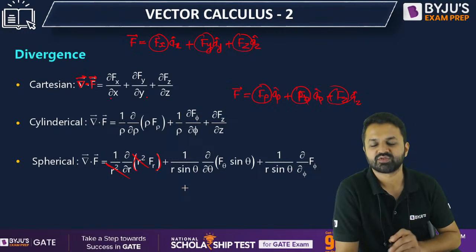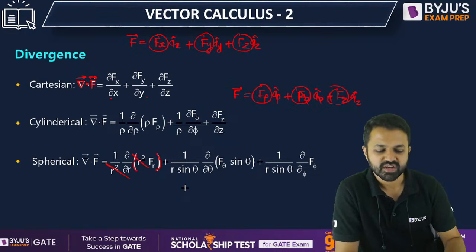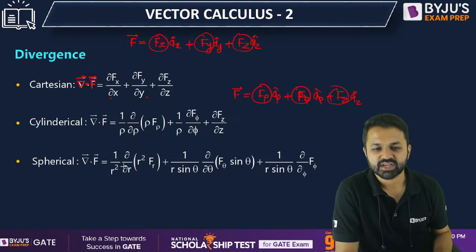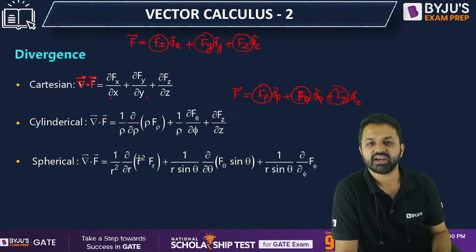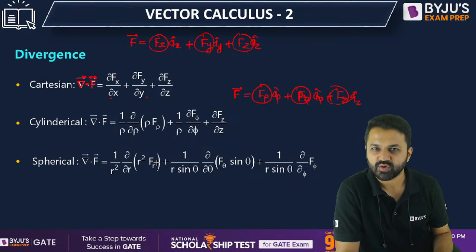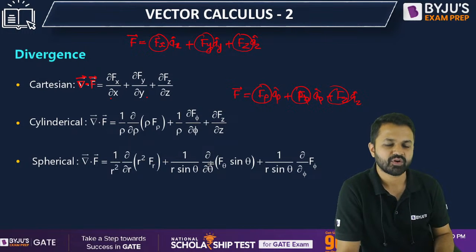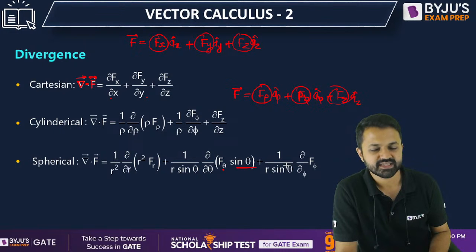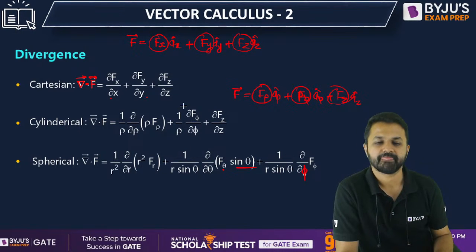Don't think that this r square and r square will get cancelled. No, it is inside the differentiation, so it cannot be cancelled. So actually it is 1 upon r square del upon del r in bracket r square into fr, plus 1 upon r sin theta del upon del theta of sin theta into f theta, plus 1 upon r sin theta del f phi upon del phi. So this is the formula for the divergence.